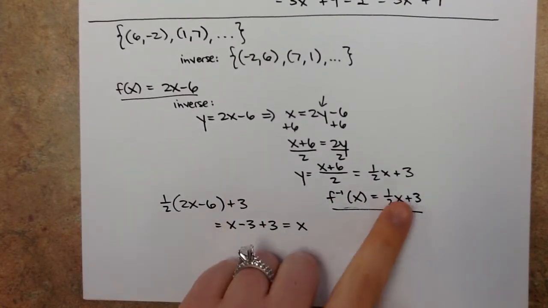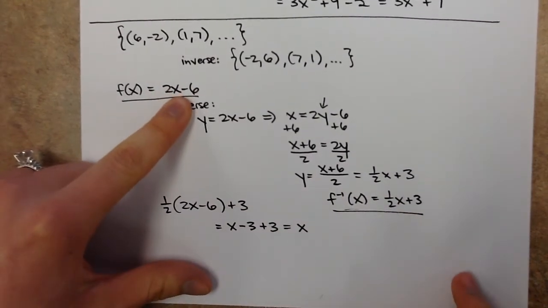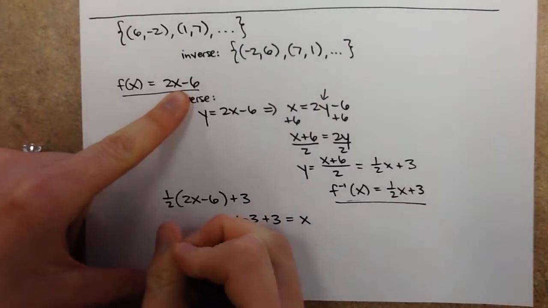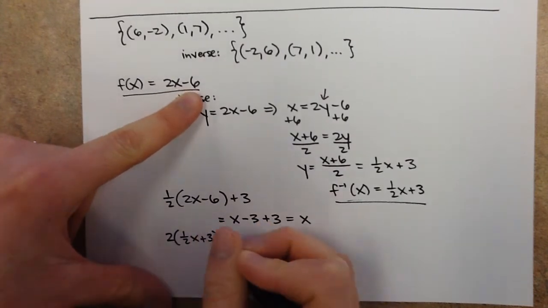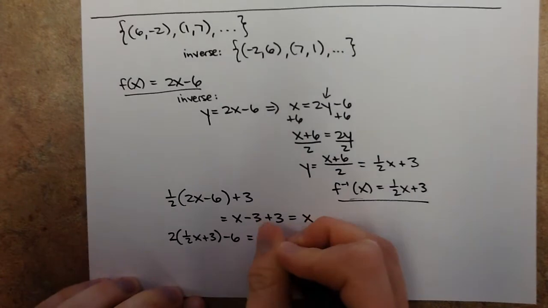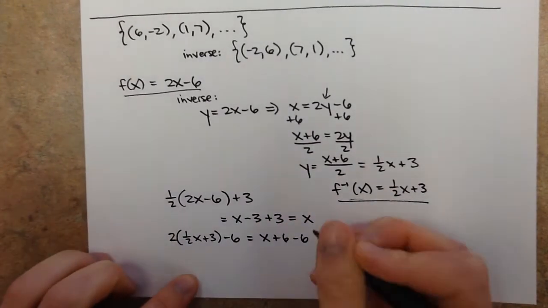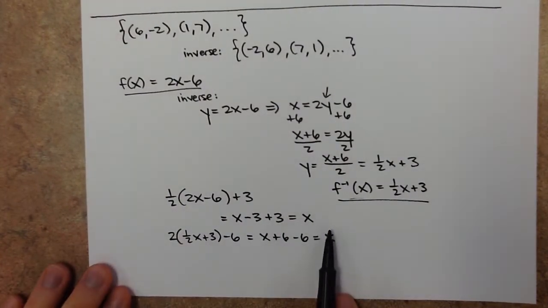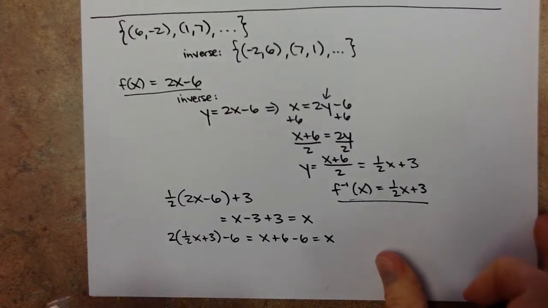And then I can go the other way. If I start with this function and replace the x with this function, I should also just get an x. So 2, replace the x with 1/2 x plus 3, and then minus 6. Here I'm going to distribute the 2. 2 times 1/2 x is just an x. 2 times 3 is 6. And then minus 6. So once again, the constants will cancel out, leaving you just with an x. So if you get x's in both of these composition examples, then they're inverses of each other. And that's how you know.